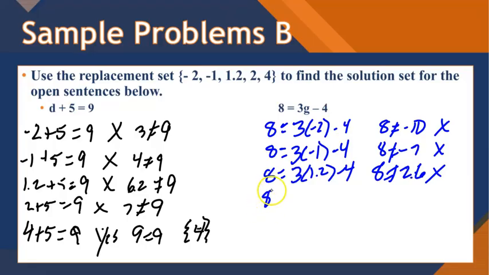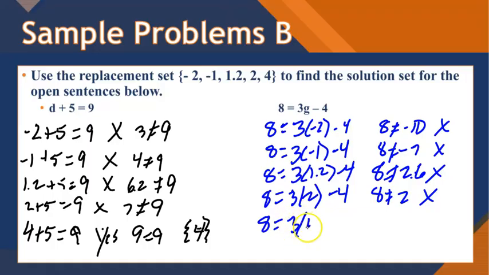And then if we have 8 equaling 3 times 2 minus 4, 3 times 2 is 6. 6 minus 4 is 2. 8 does not equal 2, so that's not a solution. And 8 equaling 3 times 4, which is 12, minus 4, which is 8. 8 does equal 8, so yes, that is a solution. So the solution here would be 4. So 4 worked for both of our equations here.